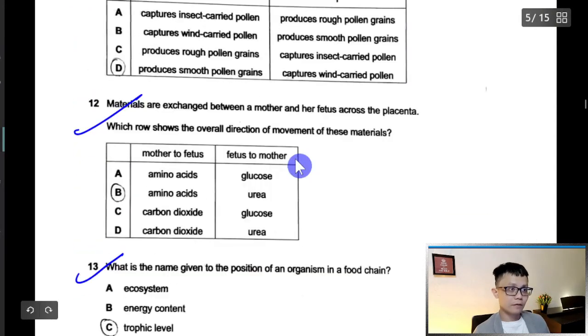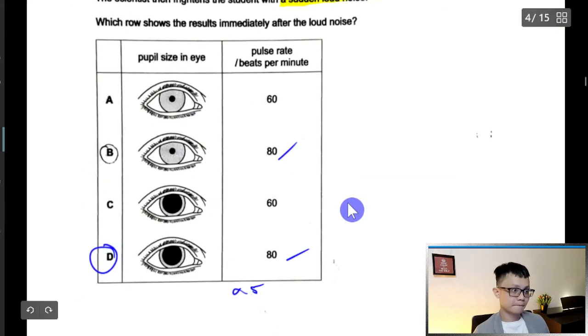But then I thought the pupil size in the eye shrinks when scared. Okay, let's move on.